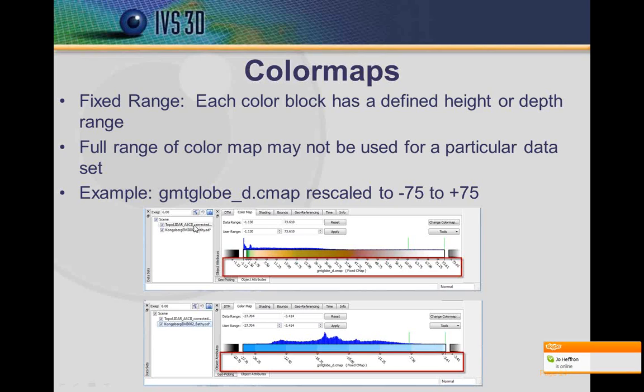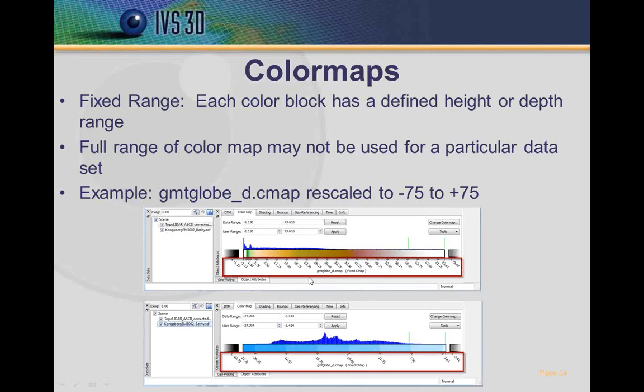Here, I've created a color map. I've used our system color map called GMT globe_D. I've rescaled it from -75 to +75. When I apply that color map to my topo lidar data, I see that this data goes from -1 to 73, and I'm using the green to pink portion of the color map. Here I'm looking at the bathymetry data, -27 to -3, and I'm seeing blues, and that's the bathymetric, the negative portion of this color map.